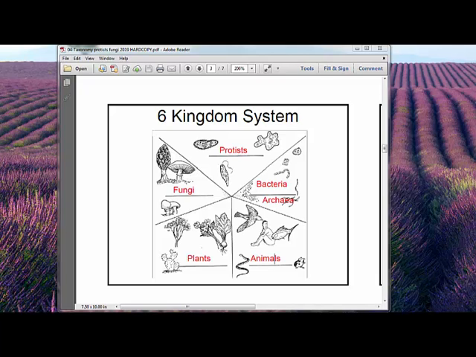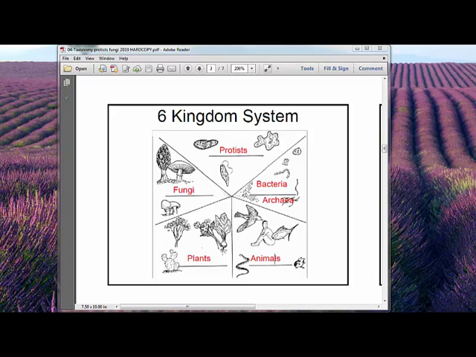These are other single-celled organisms. Bacteria are single-celled. These are also single-celled, but these are more complex single-celled organisms. That is an amoeba. The one on the top right is an amoeba. The one on the top left is a paramecium. The one below that's a euglena. All of these are protists.